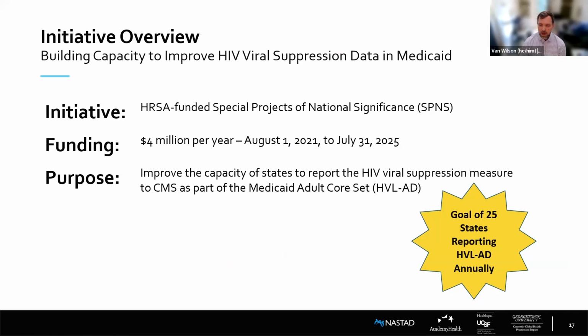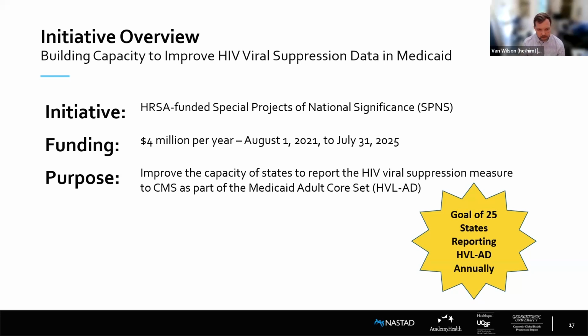So I've mentioned a number of this already. And really what I want to draw your attention to is this soft goal of 25 states reporting HVL-AD annually. That's an important number for considering this as a required measure for each state. It won't make it mandatory, but there is an opportunity to consider this as a required measure.